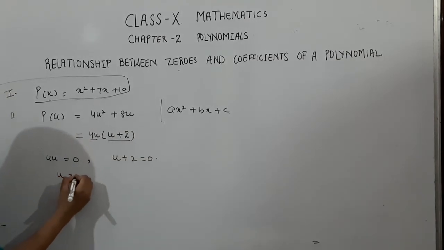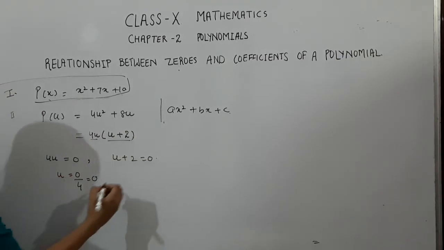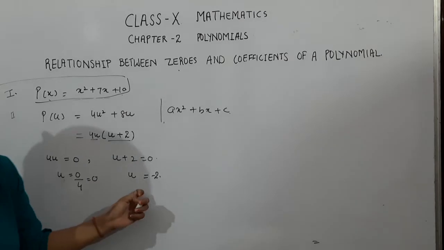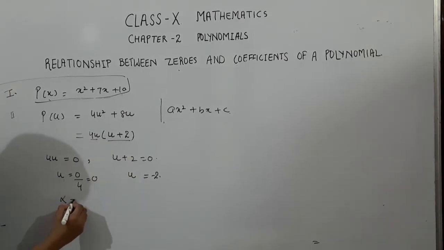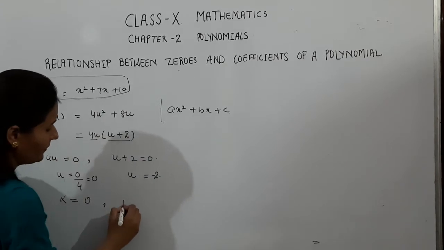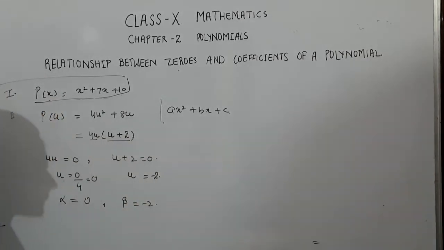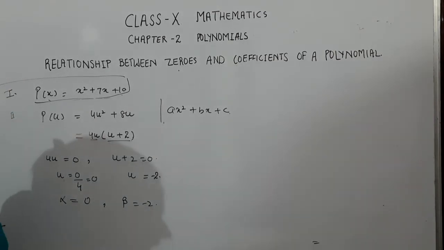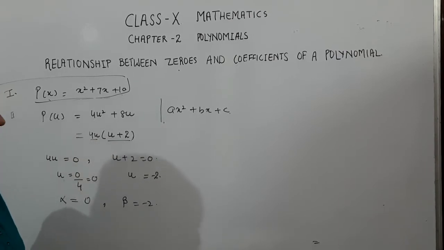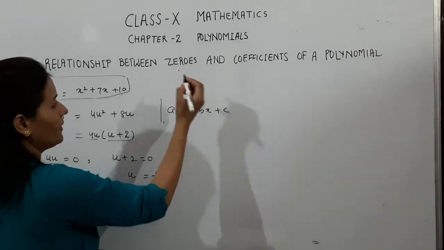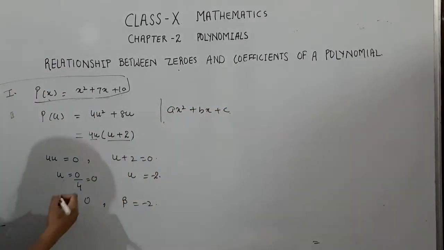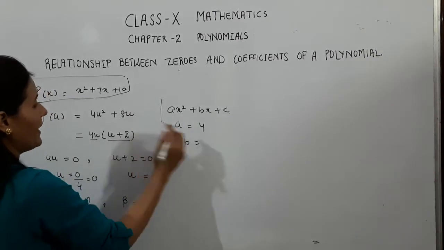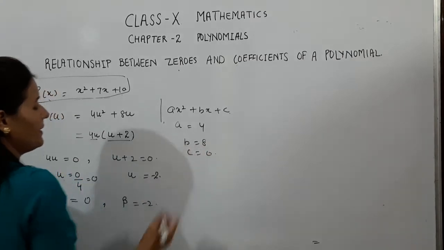Here comes u equal to 0 upon 4, that is 0 only. Here comes u equals minus 2. So these are our alpha and beta, zeros of the polynomial. Write them as alpha and beta. Now we have to compare the relationship. Sum should be equal to minus b upon a and product should be equal to c upon a. Let me write the relation somewhere. First, a's value is 4, b's value is 8 and c's value is 0.